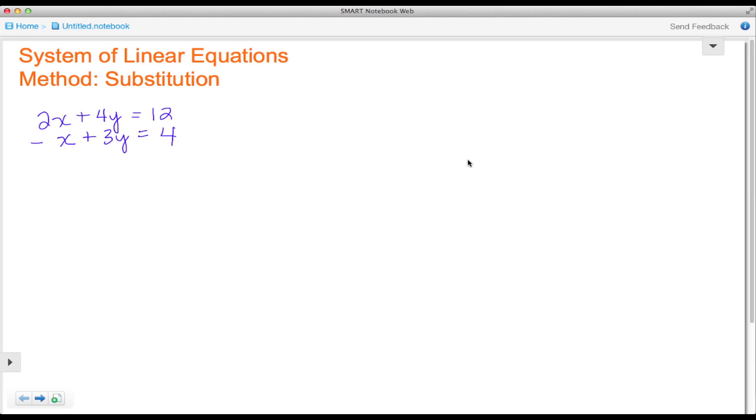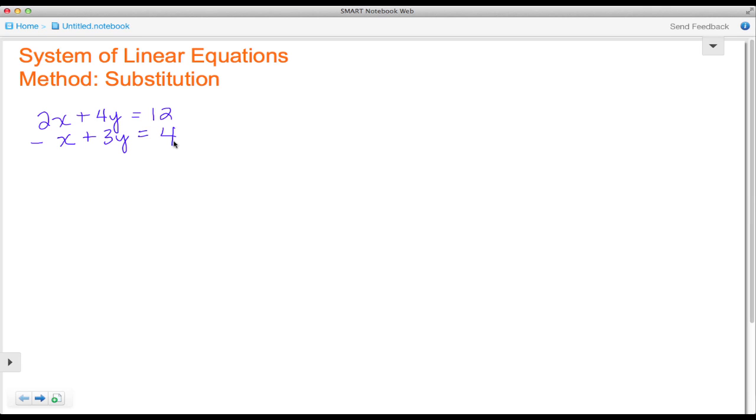Welcome back to STS. In today's video, we're going to solve a system of linear equations using the substitution method. In that method, we need to solve for one of the variables. Once we get the expression that variable is set equal to, we then substitute that expression into the other equation. All right, let's begin.